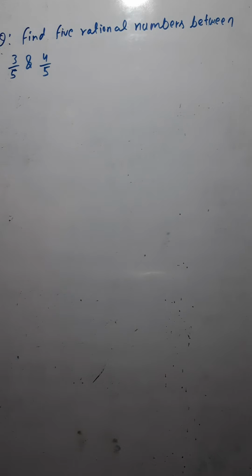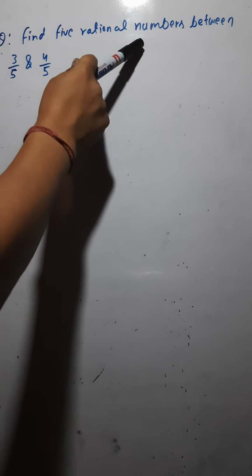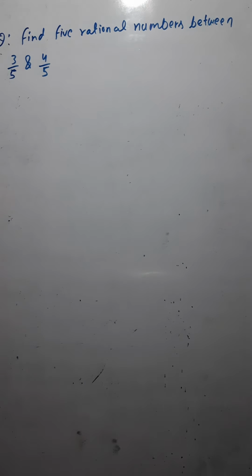Hello dear students, today we will move ahead in this first chapter of class 9th mathematics, that is number system. Here I have a next question for you. The question is, find 5 rational numbers between 3 by 5 and 4 by 5. How would you solve this?